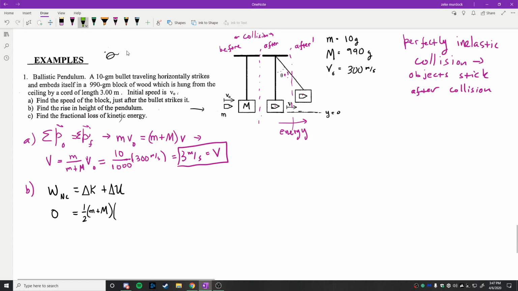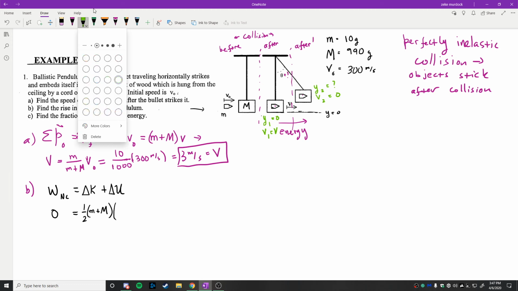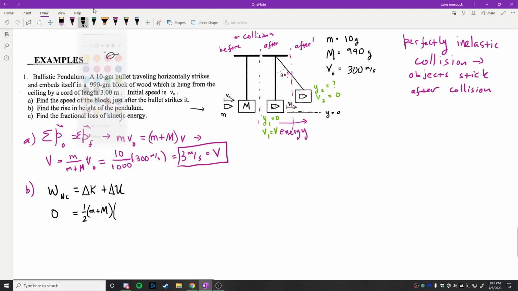So we're going to say at the bottom right here, we're going to define this point to be y equal to 0, and we're going to say our y1 is going to be equal to 0, and our v1 is going to just be the velocity v that we calculated. Up here, we're going to say y2 is the thing that we're solving for, what coordinate that it gets to, and we're going to say v2 is going to be 0 because it's going to come to rest at that point.